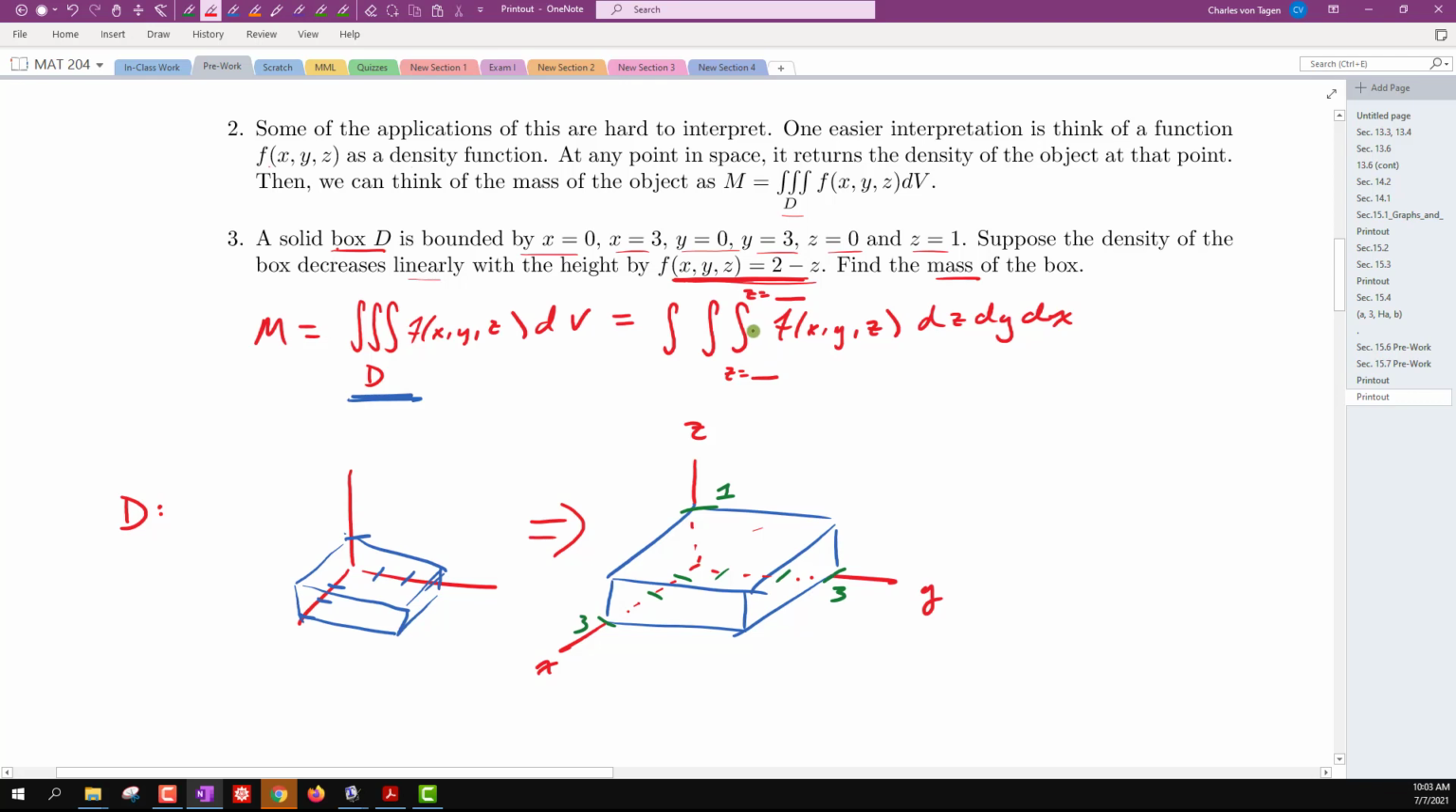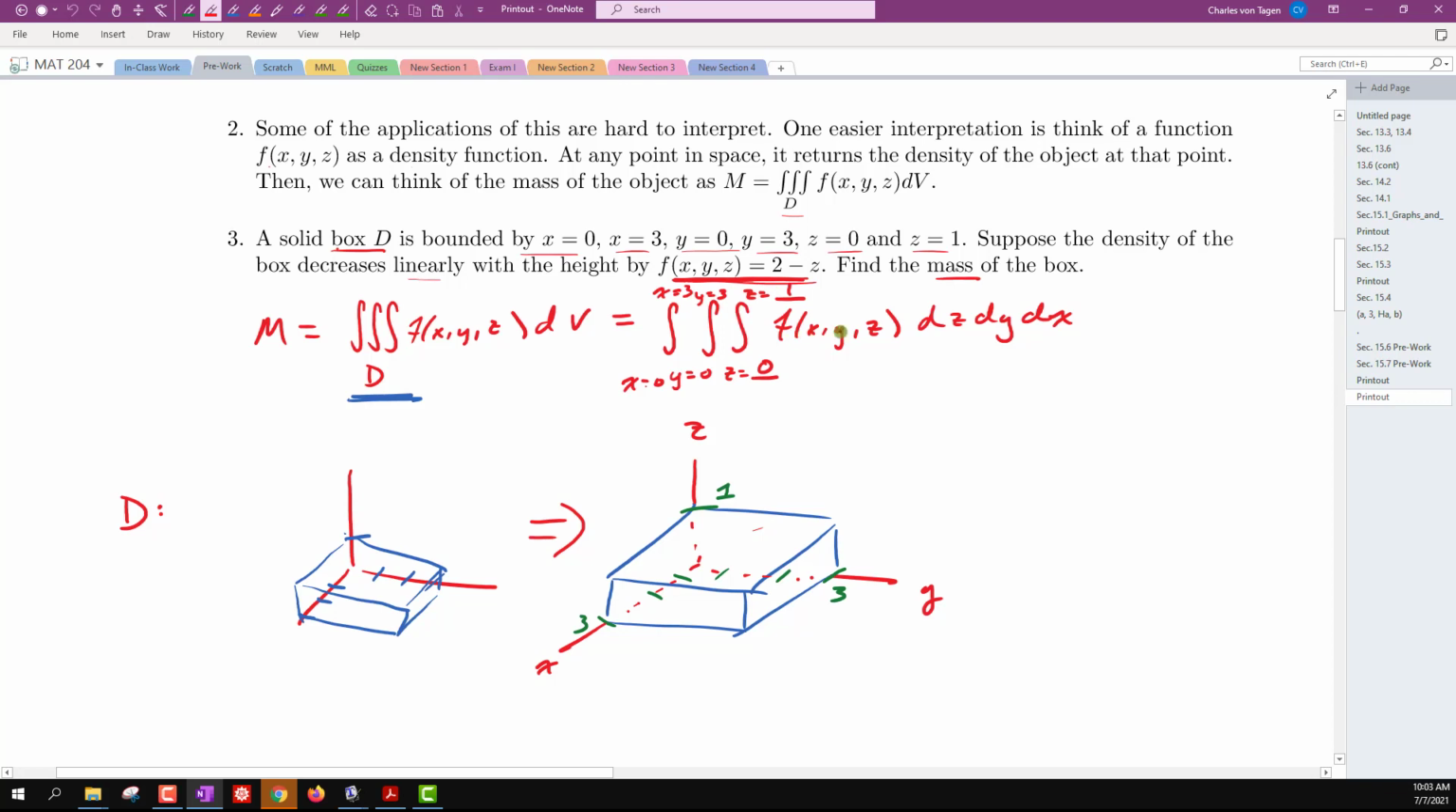So the z values, we notice, are going between z equals 0 and z equals 1. And the y values were going between y equals 0 and y equals 3, and the x values were going between x equals 0 and x equals 3. So folks, often that's too messy to write. I will encourage you for a while to make sure you're writing the x, y, and z there. Eventually, though, you can stop writing that.